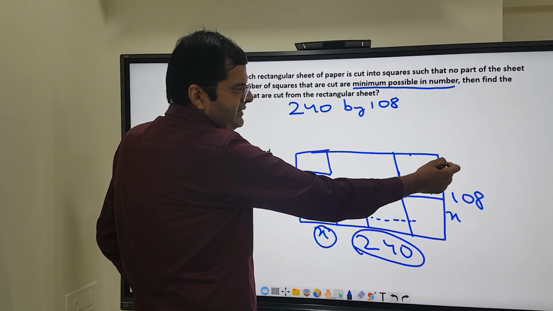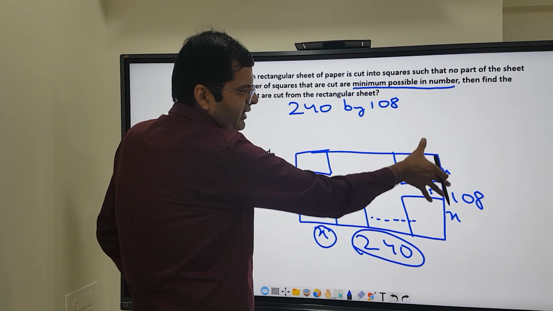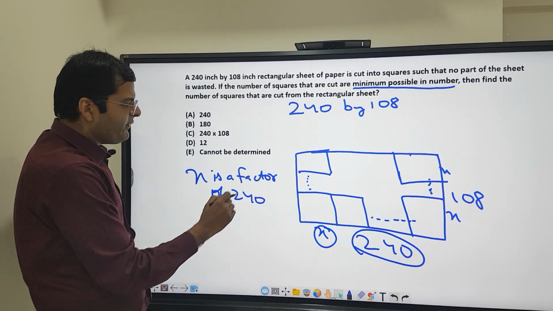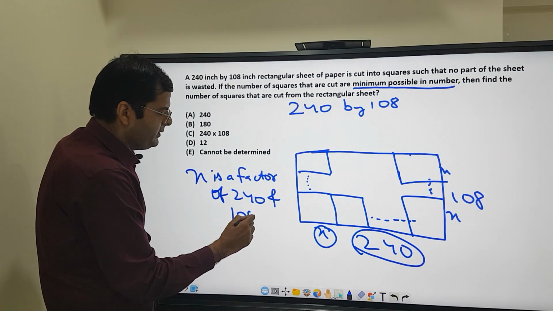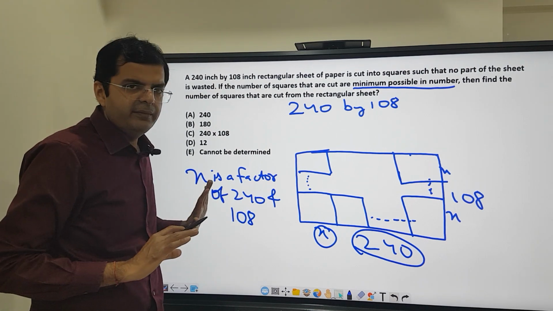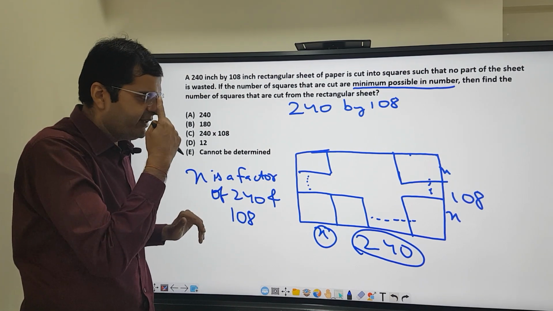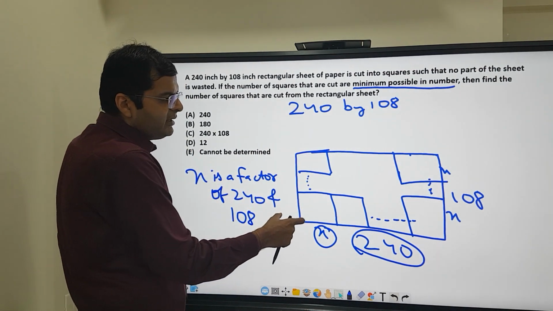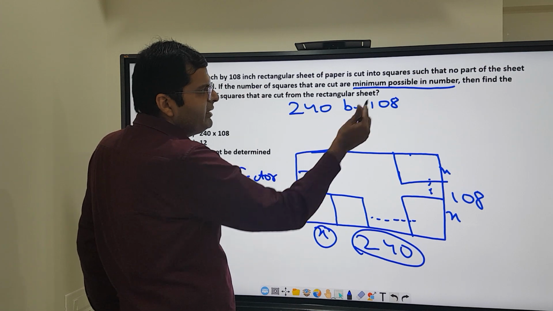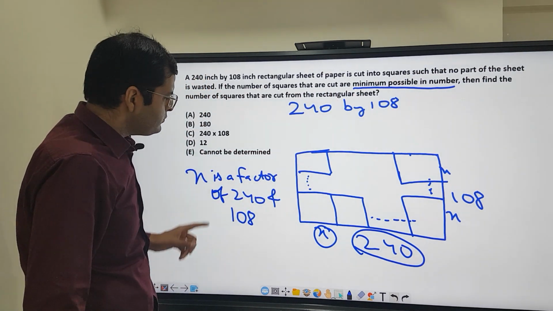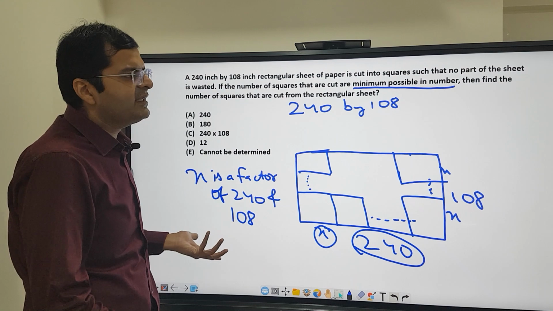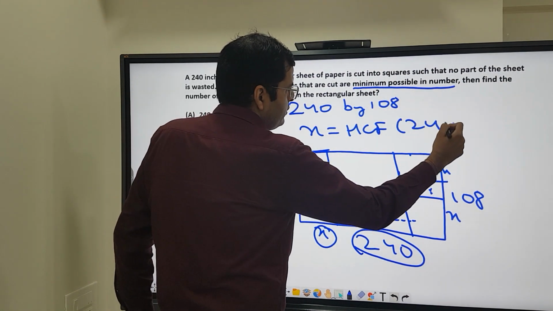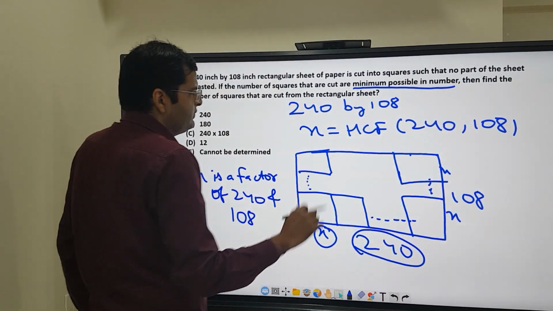So these x's will cover 108 units, which means x is also a factor of 108. So x is a factor of 240 and 108, that means x is a common factor, and x has to be the largest such number, because the largest such number will give me the minimum possible squares. That means x is nothing but the highest common factor of 240 and 108. That is the side of the square that we get.